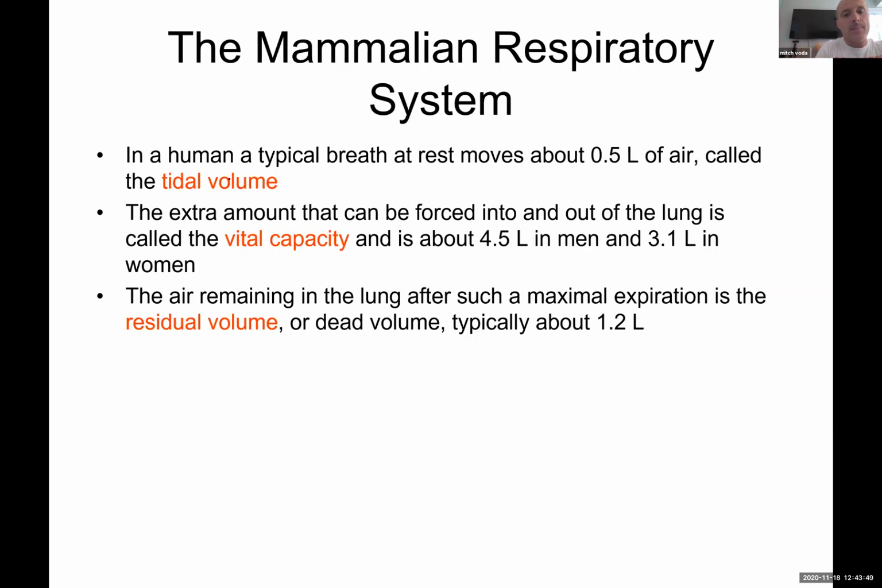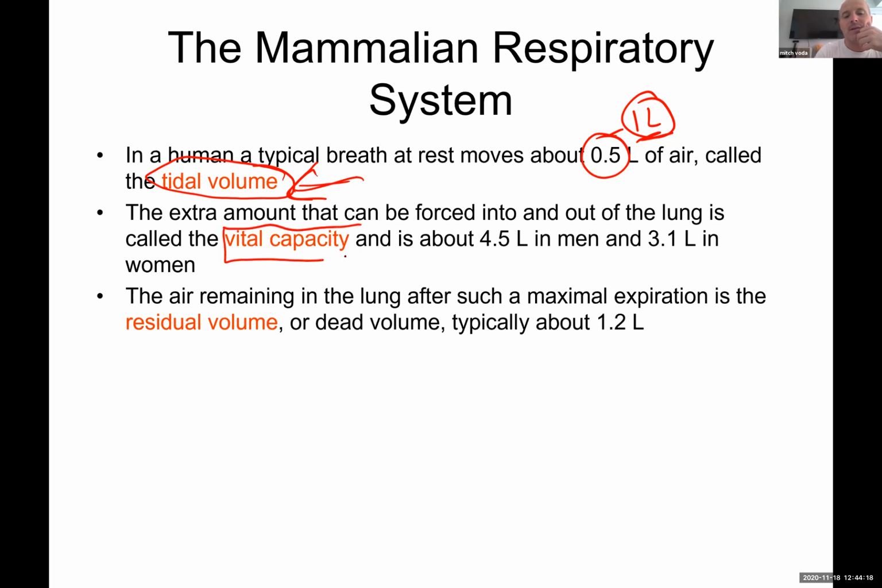Now, through a typical normal breath, we take about 0.5 liter to 1 liter, depending. Females take less than males. Males take about 1 liter. Females, when they take in, take about half of that. This type of breathing is called tidal volume. The amount of air that we take in through a normal breath is called tidal volume.